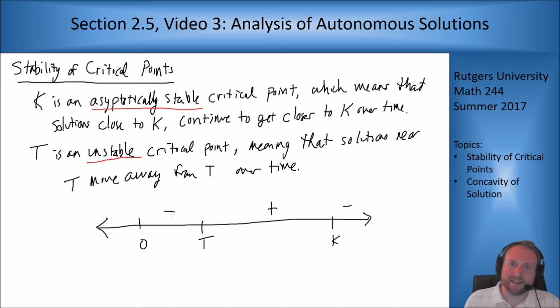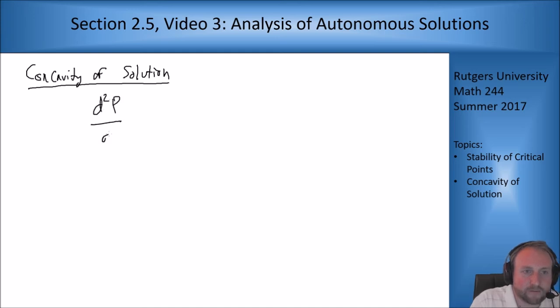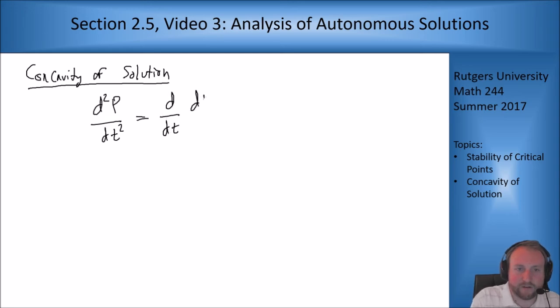All right, and then the last thing I want to talk about is concavity of the solution in this case. So how do we define concavity, or how do we determine concavity? We determine that from the second derivative. So I want to look at the second derivative of p in time. Well, this is d/dt of dp/dt, but I know dp/dt, that's just f of p.